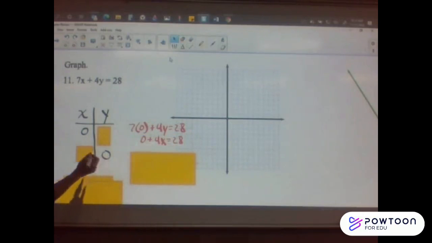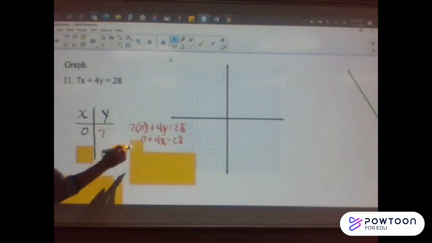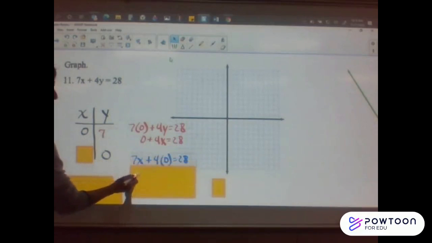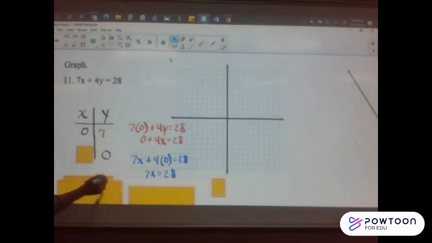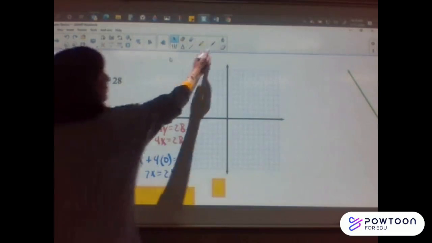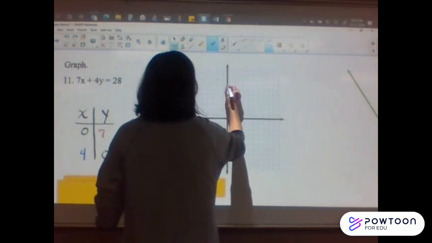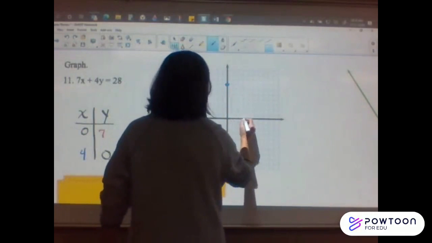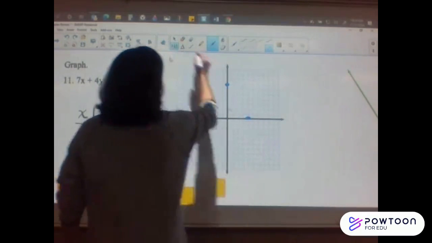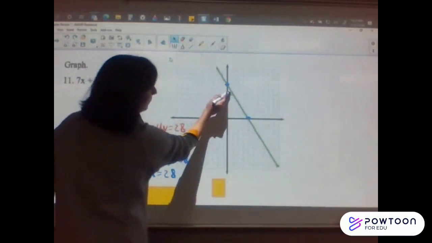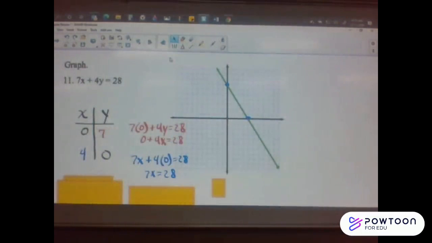That leaves 4y equals 28, so y would equal 7. Then when we substitute 0 in for y, we have 7x plus 4 times 0 equals 28, which is 7x equals 28, and x would equal 4. Now we can put those 2 points on our graph, 0, 7, and 4, 0, and draw a line going through those 2 points. And we have our graph.